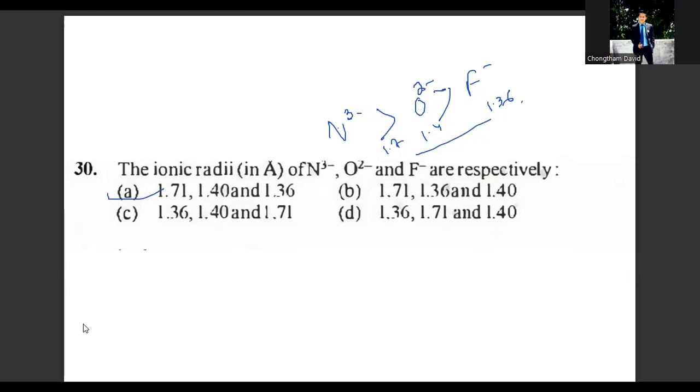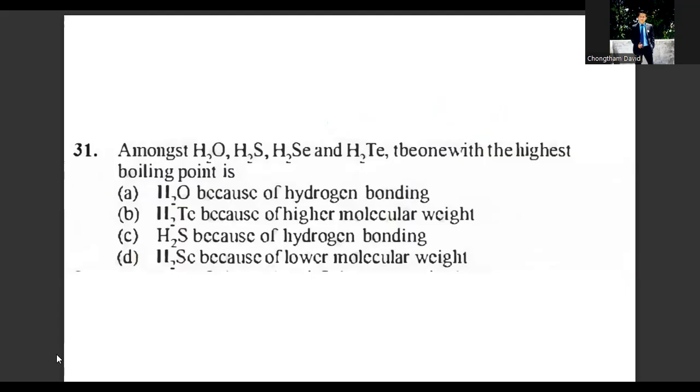Anyway, question number 31. Amongst the hydrides of group 16, they are called chalcogens, oxygen, sulfur, selenium, tellurium, they form hydrides. The one with the highest boiling point is the one with hydrogen bonding, since hydrogen bonding increases the boiling point. Remember, I will re-explain again. In the classes I used to write a mnemonic. Some of my students would be knowing this.